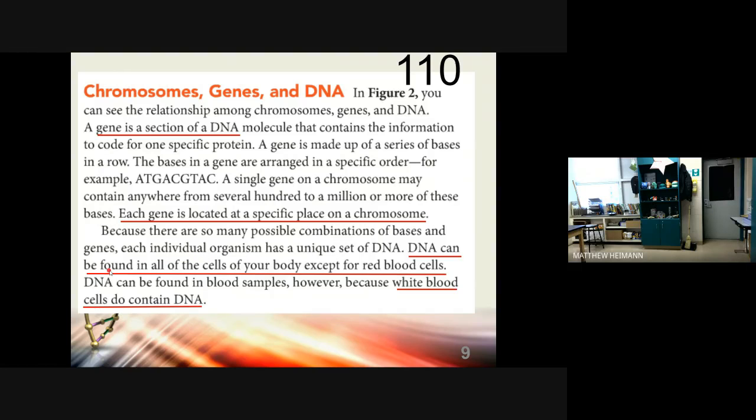DNA can be found in all the cells of your body except for red blood cells. DNA can be found in blood samples, however, because white blood cells do not contain DNA. That's how you have different blood types. And that's how blood is transferable. You have blood donations and blood transfusions because there's not the DNA in the white blood cells. So they are accepted by other people.